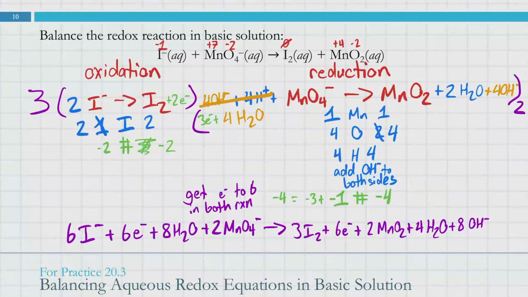form. Then we want to go through and cancel stuff that shows up on both sides. That's going to be our electrons. The electrons should always cancel out completely. We also have water on both sides. You've got 8 on the left, we've got 4 on the right. So we can get rid of the 4 on the right, and that's going to get rid of 4 on the left. And so we'll be left with 4H2O on the left side. And then the last step is to go through and check everything.